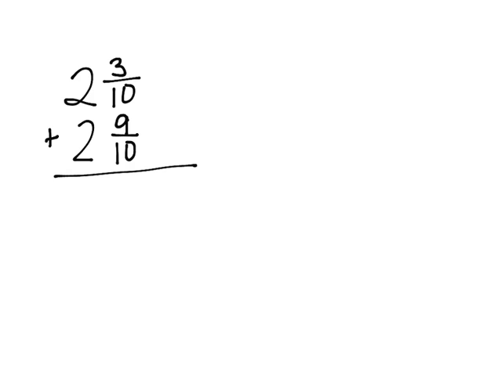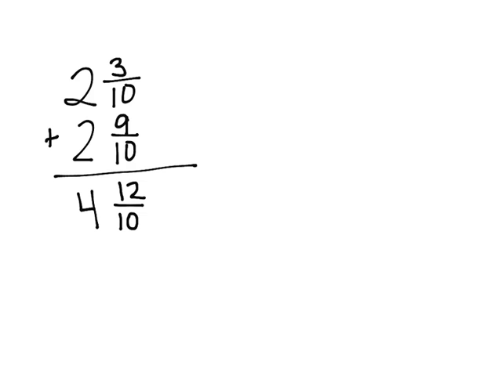So I'm going to start by adding my fractions. So they already have a common denominator, which is 10, so I'm going to keep that. And 3/10 plus 9/10 is what? 12/10. And 2 plus 2 is 4. Now I can't say I have 4 and 12/10 because 12/10 is what kind of number? It's an improper fraction. So I need to turn that into a mixed number.